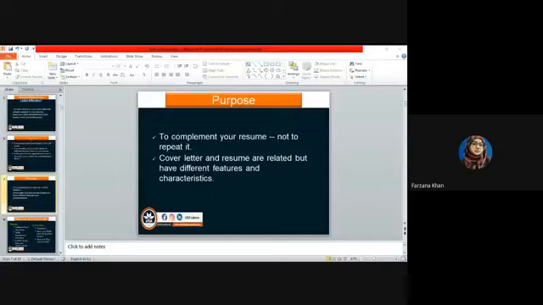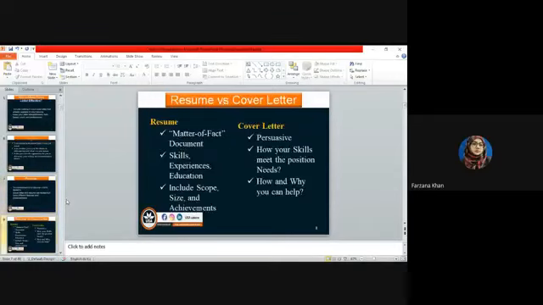So your cover letter will complement your resume, but it will not repeat your resume. Your cover letter and resume basically are called siblings, in that they are related but have different features and characteristics. So now the question arises, what are the differences between cover letter and resume? For your clarification, here are the differences of cover letter and resume.